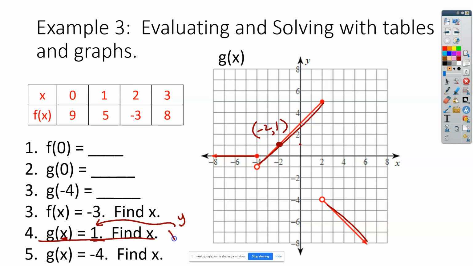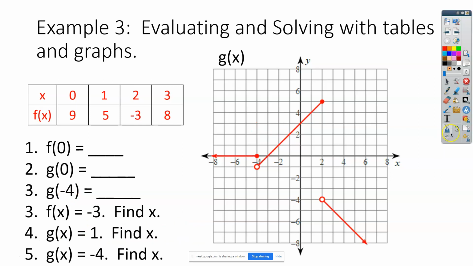So basically, what you guys need to do is you need to decide, is the number that they're giving you an x, or is it a y? Find the point on the graph that has that x or y value on it, and then give the other number that goes with it. Okay? Let's do one more. Let's take a look at number 5.